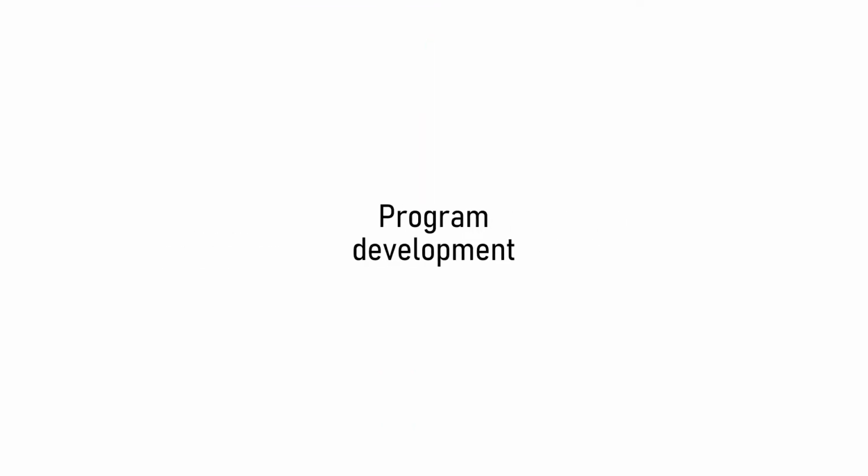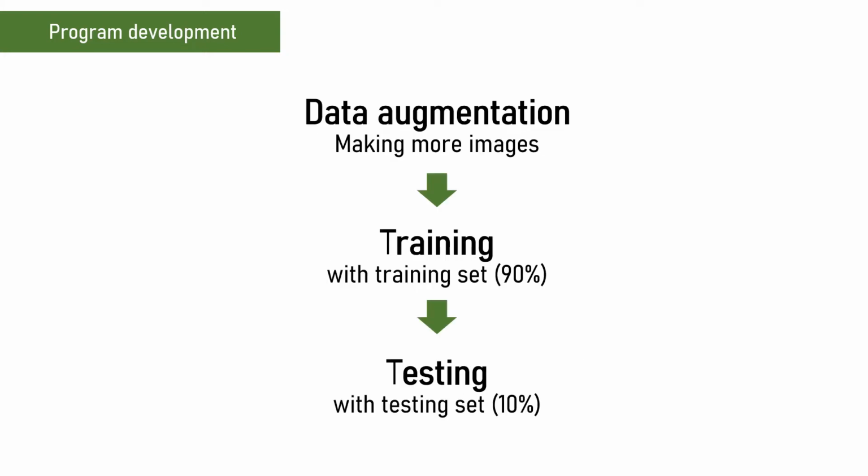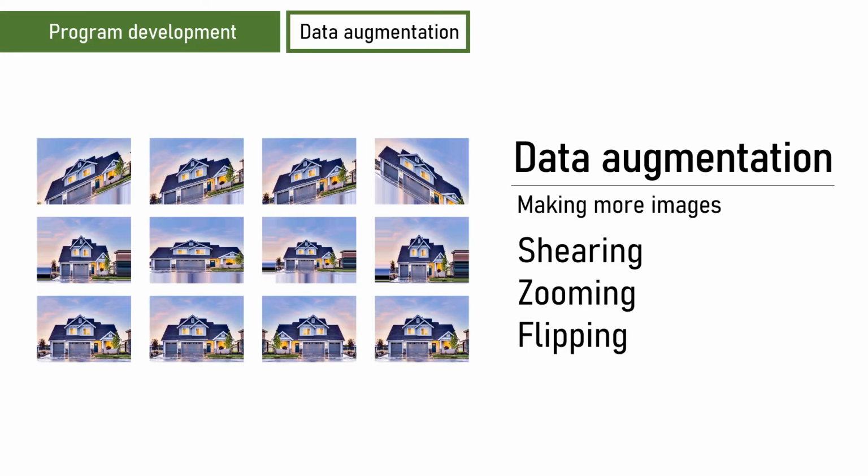The second part of our methodology is program development. Here are hardware and software specifications for this part. There are three main steps, including data augmentation, training, and testing. Since we have a small size of image dataset, the first step, data augmentation, makes more images from our original images through methods such as shearing, zooming, and flipping.